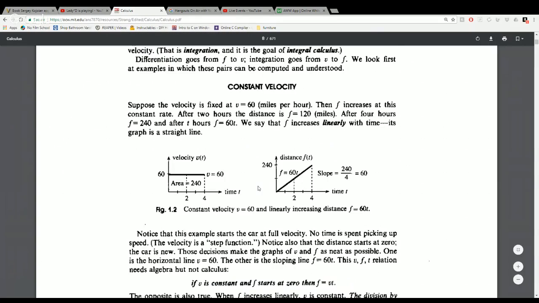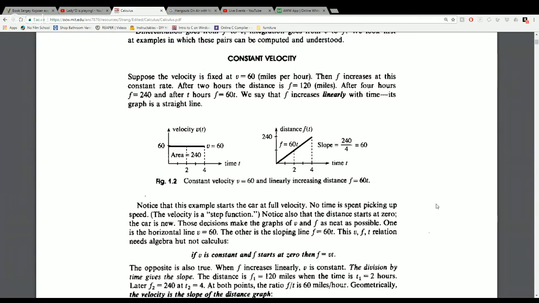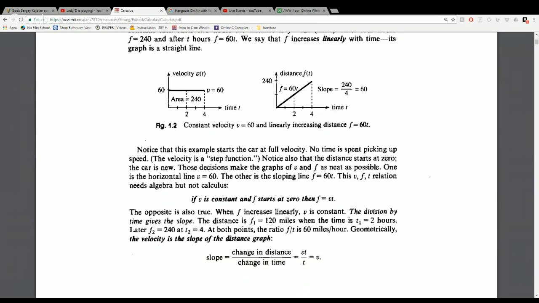Moving on. Notice that this example starts the car at full velocity. So at time 0 at the origin, your velocity is immediately 60. You don't accelerate, you don't get to 60, you just start there. No time is spent picking up the speed. Notice also that the distance starts at 0. If you look at the graph right next to it, the distance starts at 0. That makes sense because you haven't covered any distance yet. You were stopped. Those decisions make the graphs of v and f as neat as possible.